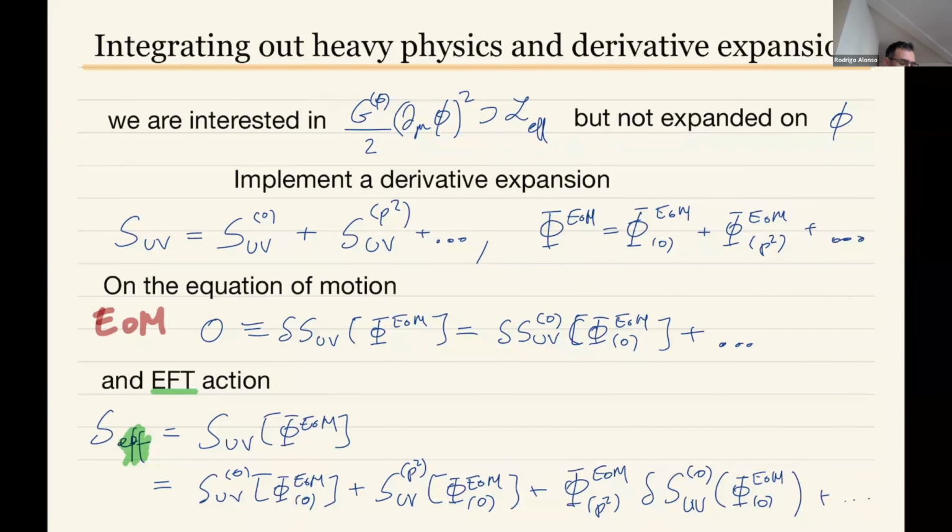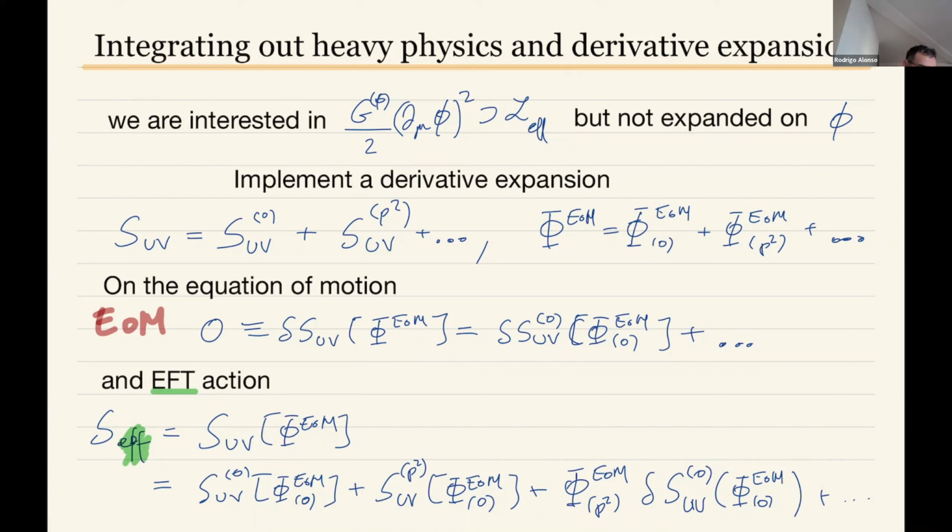More detail on this expansion: we don't want the most general form of the full action at low energies, but really we want to focus on the metric, so the second derivative of the light field. And we can do an expansion in momenta, a derivative expansion in space-time momenta, but we don't want it expanded on little phi. We want the full metric.